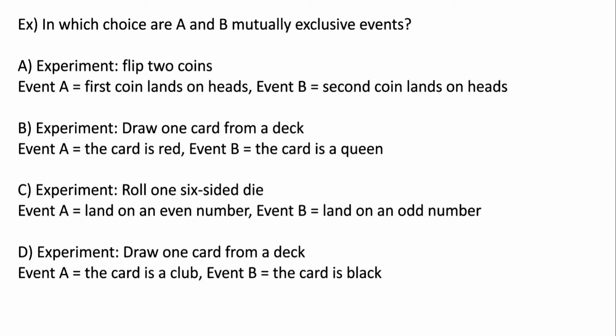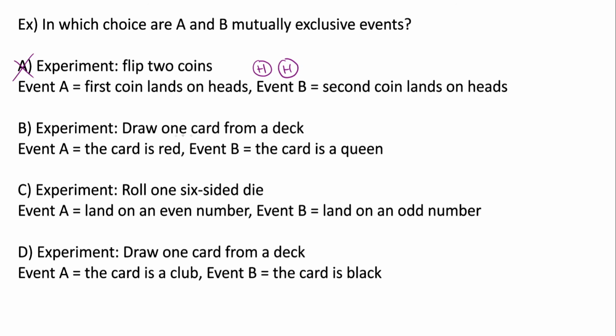Now let's look at this example. In which choice are A and B mutually exclusive events? Our first choice, we're told the experiment is 2 coins being flipped. Event A, the first coin lands on heads. Event B, the second coin lands on heads. This is something that can happen if we flip 2 coins. You can have both coins land on heads, so this wouldn't be mutually exclusive events.